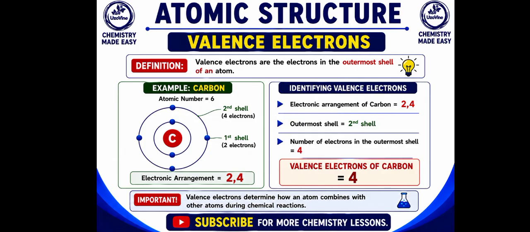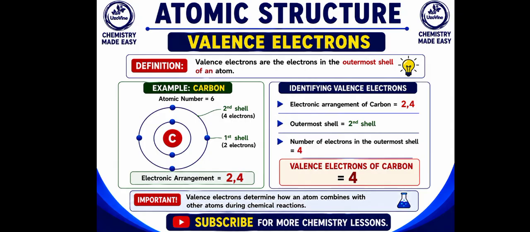When you look at the electronic arrangement of carbon, you see that it is arranged 2, 4, meaning that 4 electrons is what is on the outermost shell, which is the second shell. If you count the electrons in the outermost shell of carbon, you see that it has 4 electrons, meaning that the valence electron of carbon is 4.